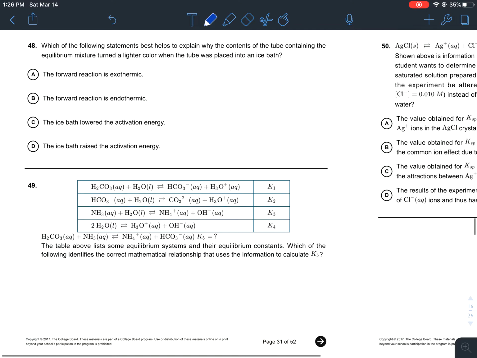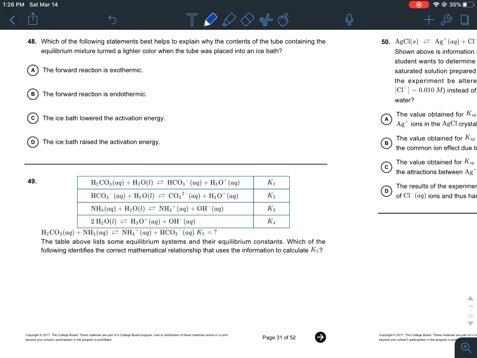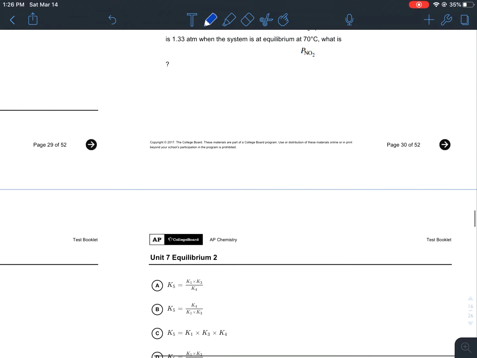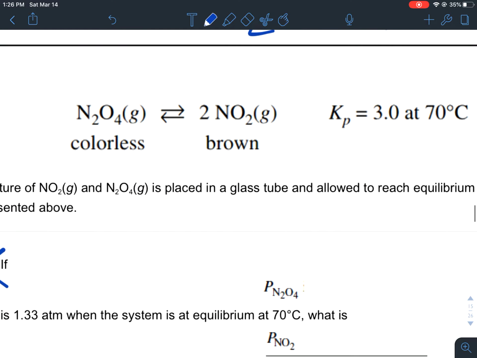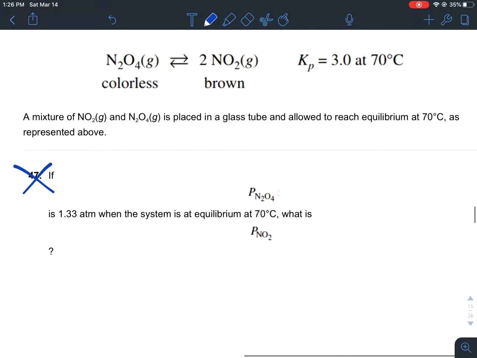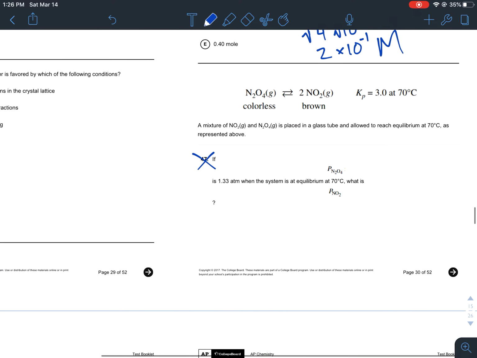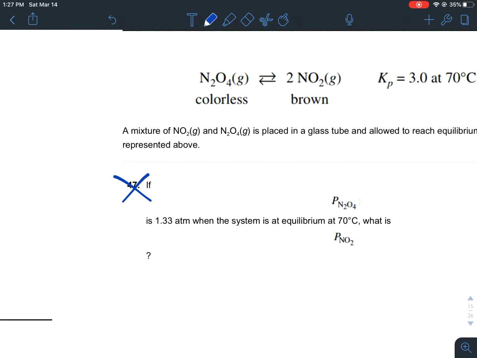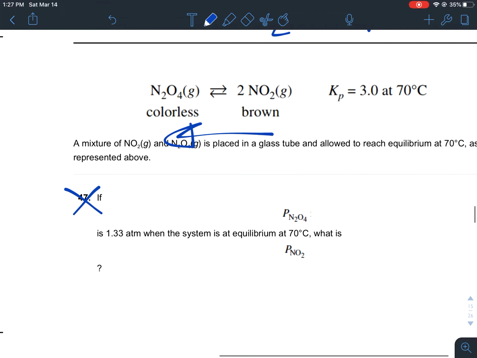All right. Number 48. Which of the following statements best helps to explain why the contents of the tube containing the equilibrium mixture turned a lighter color when the tube was placed into an ice bath? So let's go back to this. We need to understand why in an ice bath it turned lighter, colorless. Why did it move towards becoming colorless if we place it in an ice bath?